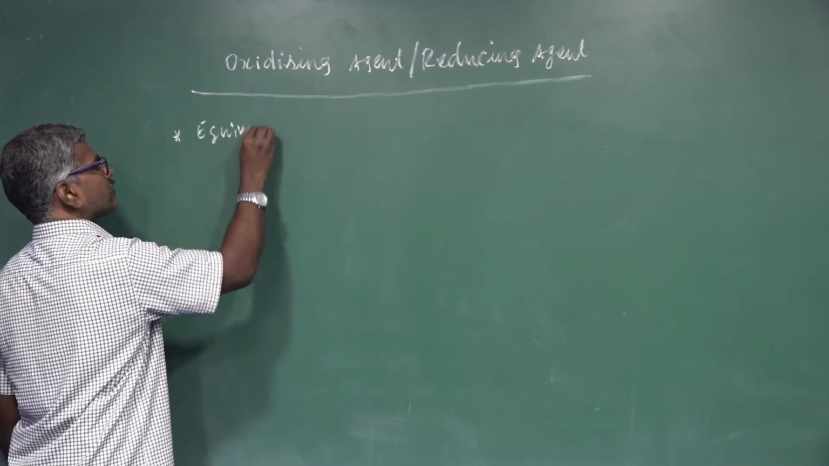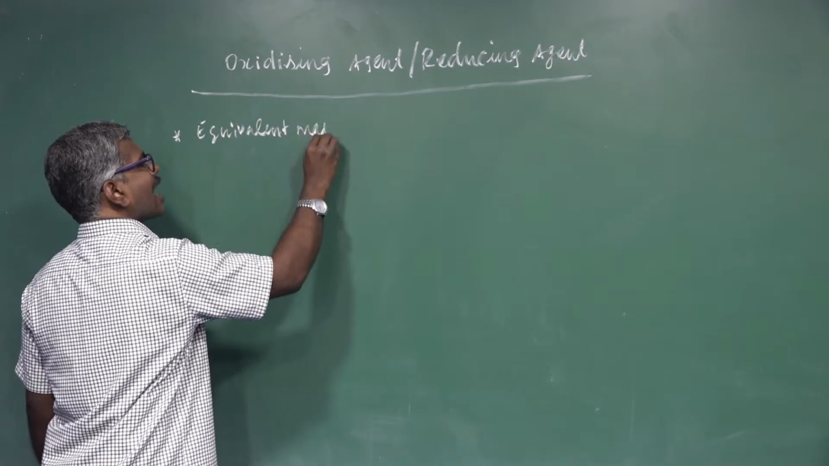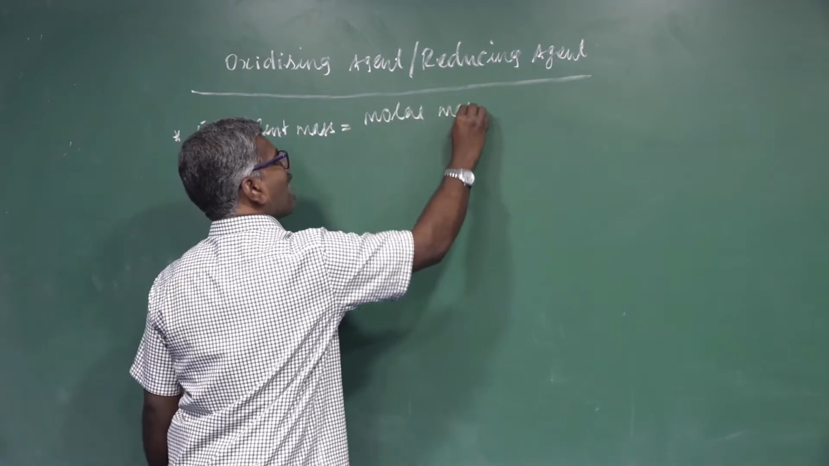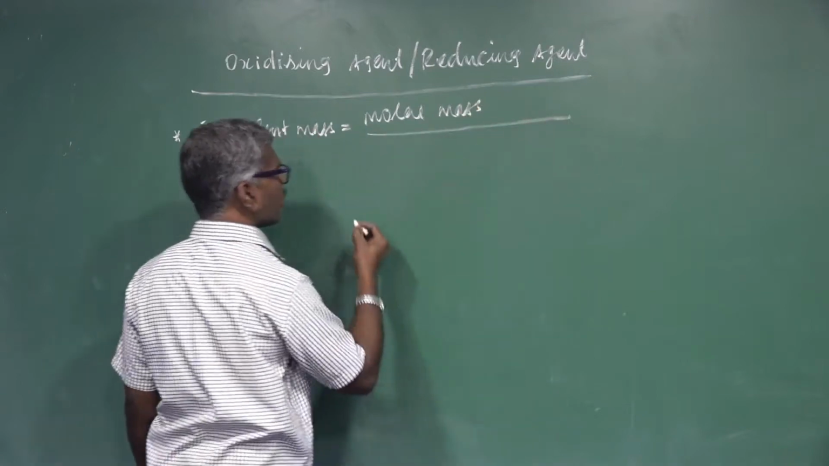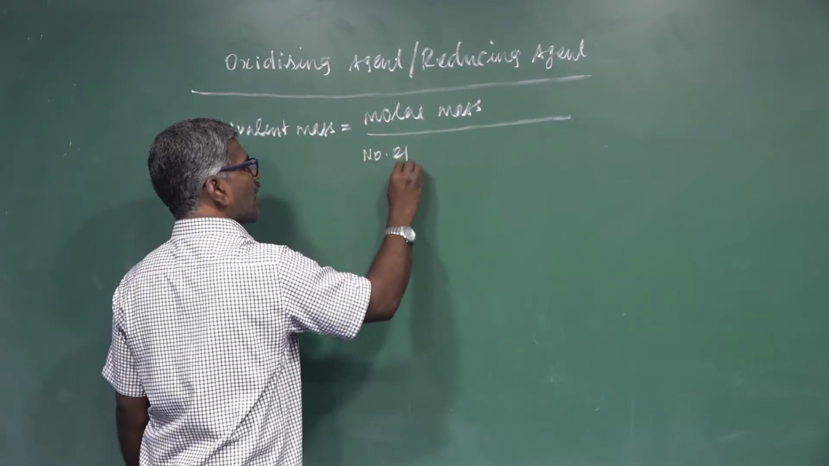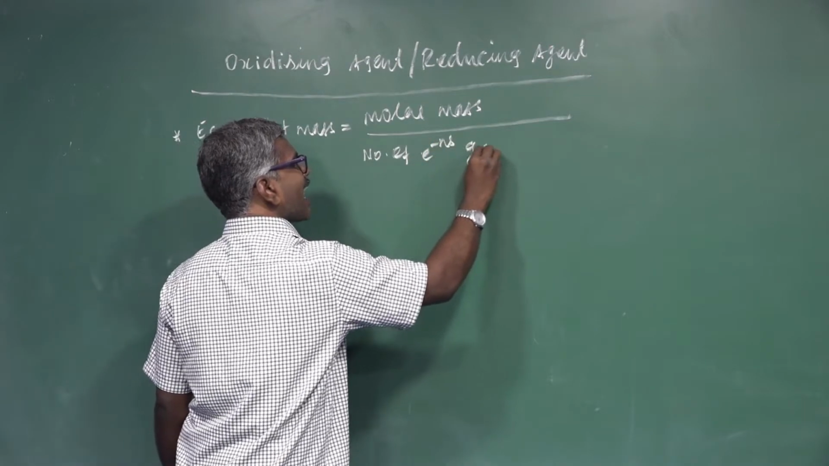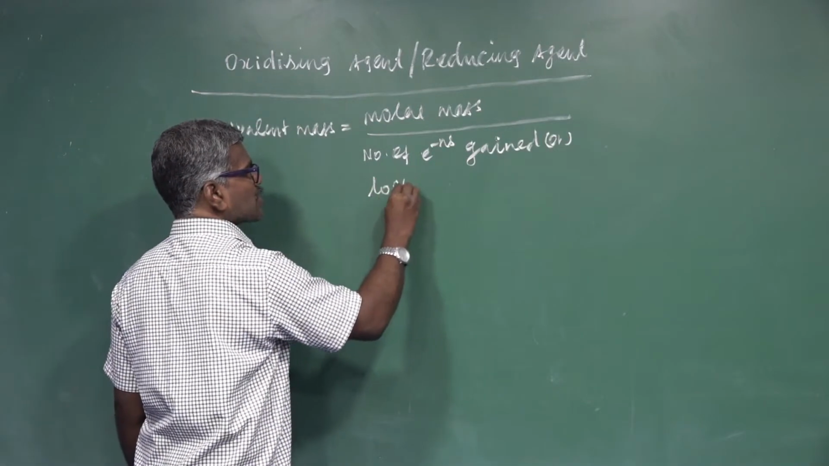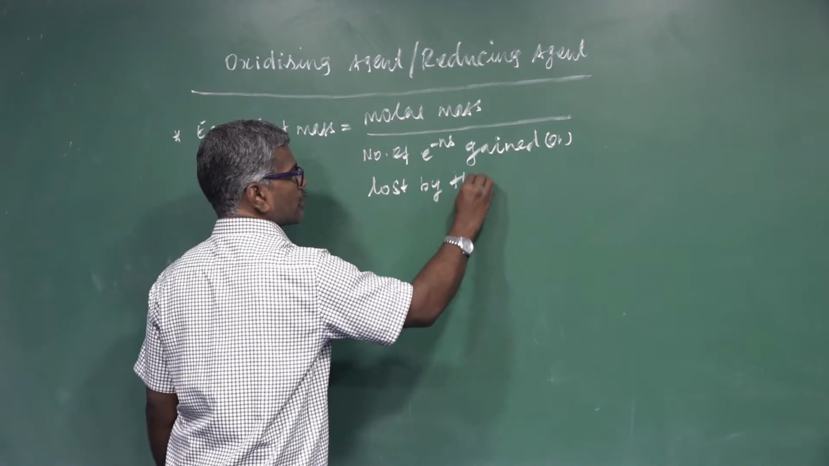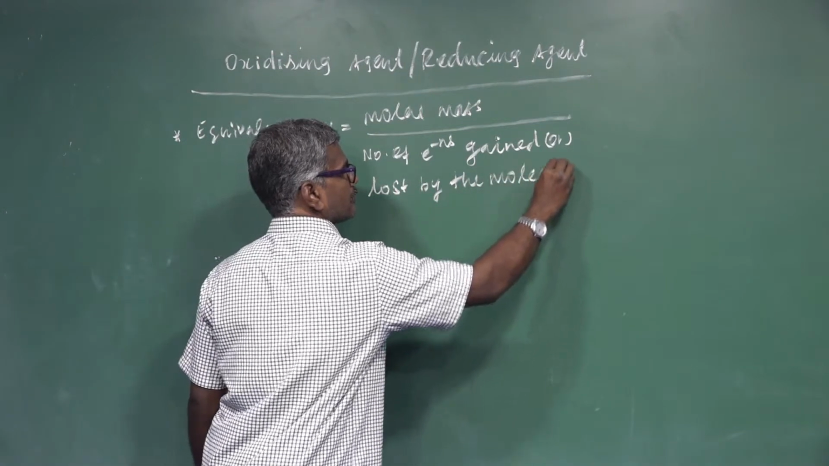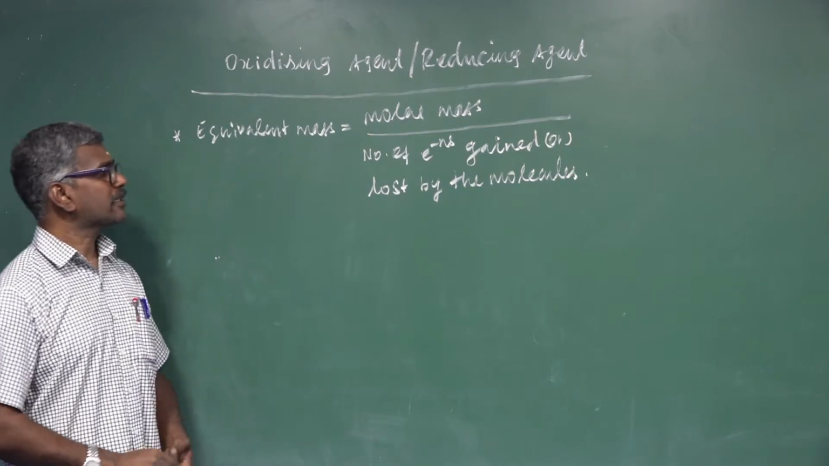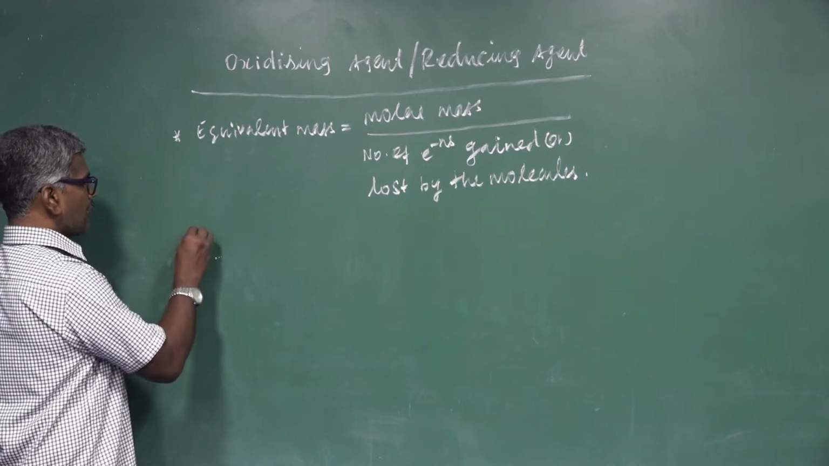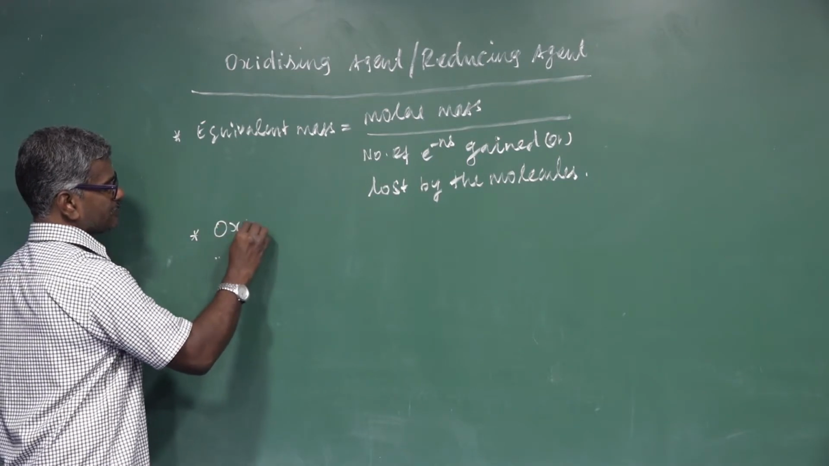Equivalent mass of oxidizing agent should be equal to molar mass of oxidizing agent or reducing agent divided by number of electrons gained or lost by the molecules. These are the formulas for the oxidizing agent and reducing agent. First one, oxidizing agent.